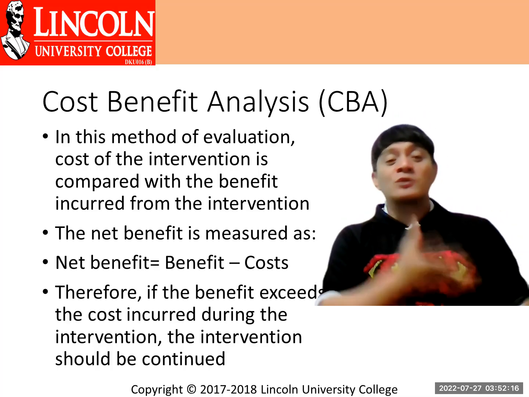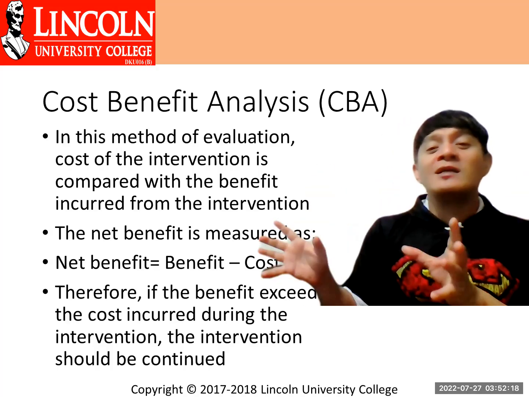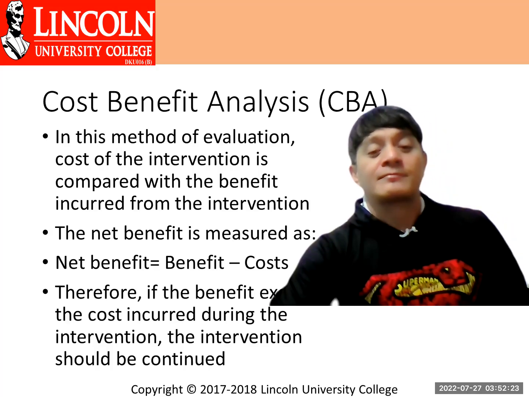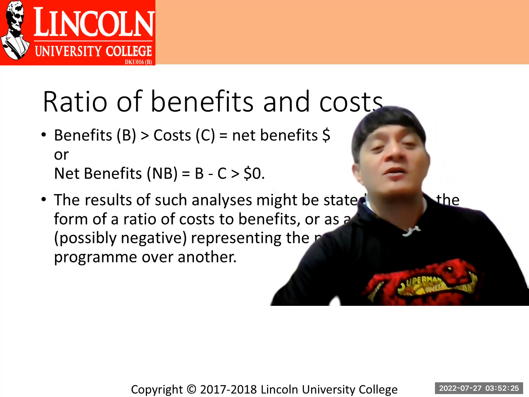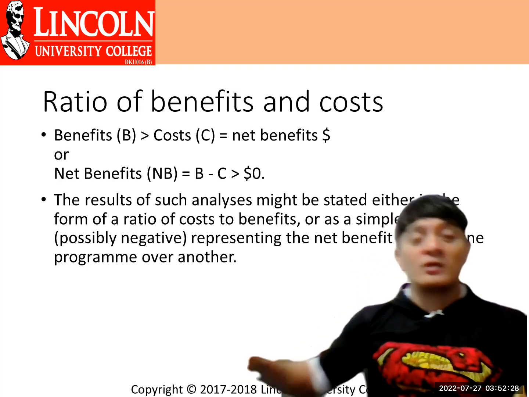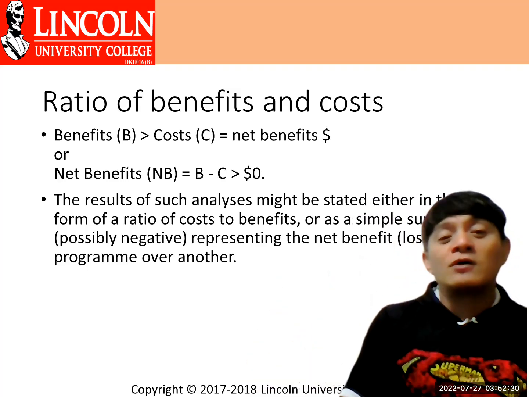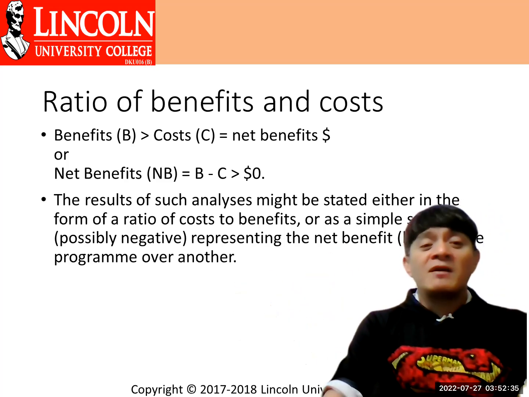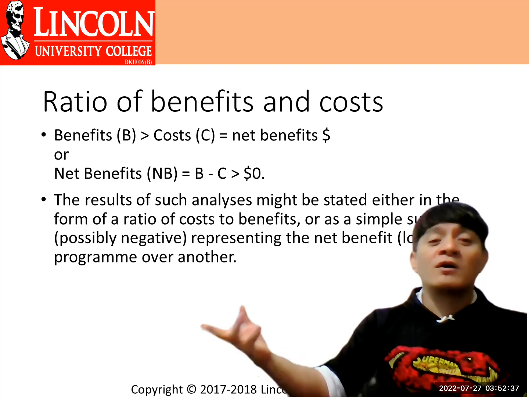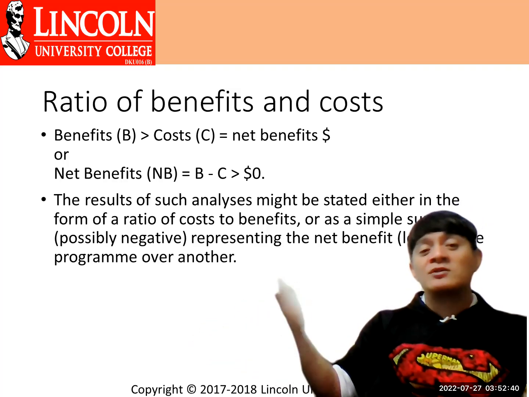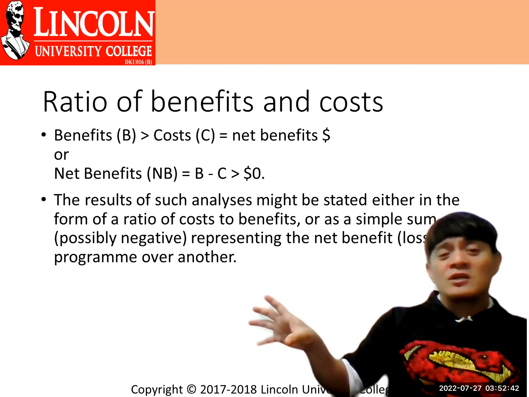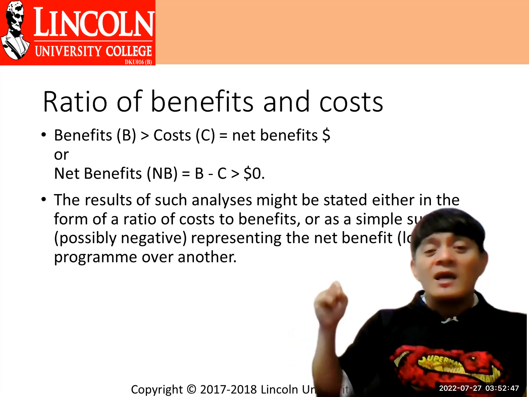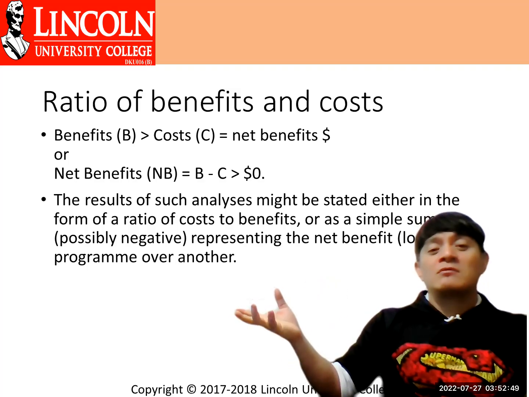And then the net benefit equals benefit minus the cost. How much do I need to spend and how much do I need to get? That's my benefit. Okay, the ratio of benefit and cost. The benefit must be greater than the cost, definitely. If the benefit is lesser than the cost, forget it. The net benefit or NB equals benefit minus the cost. If you get more cost than the benefit, or more benefit than the cost, then you get zero. Okay, forget it.